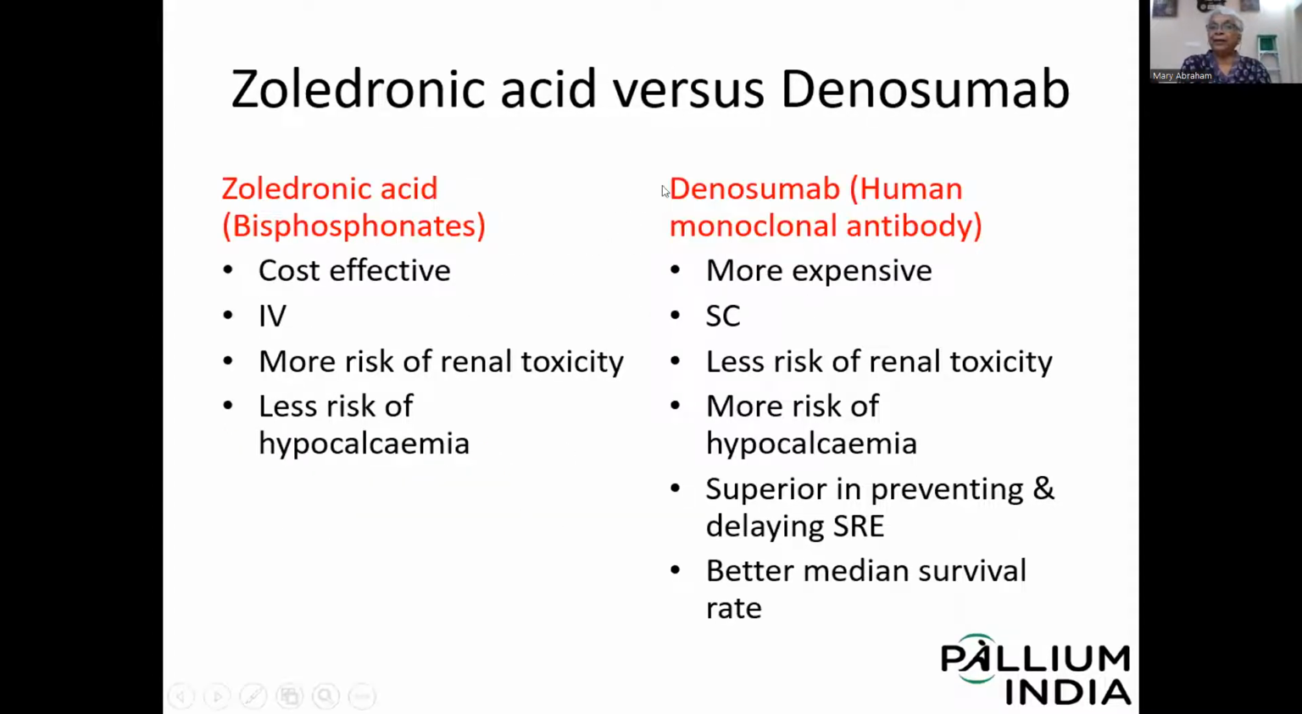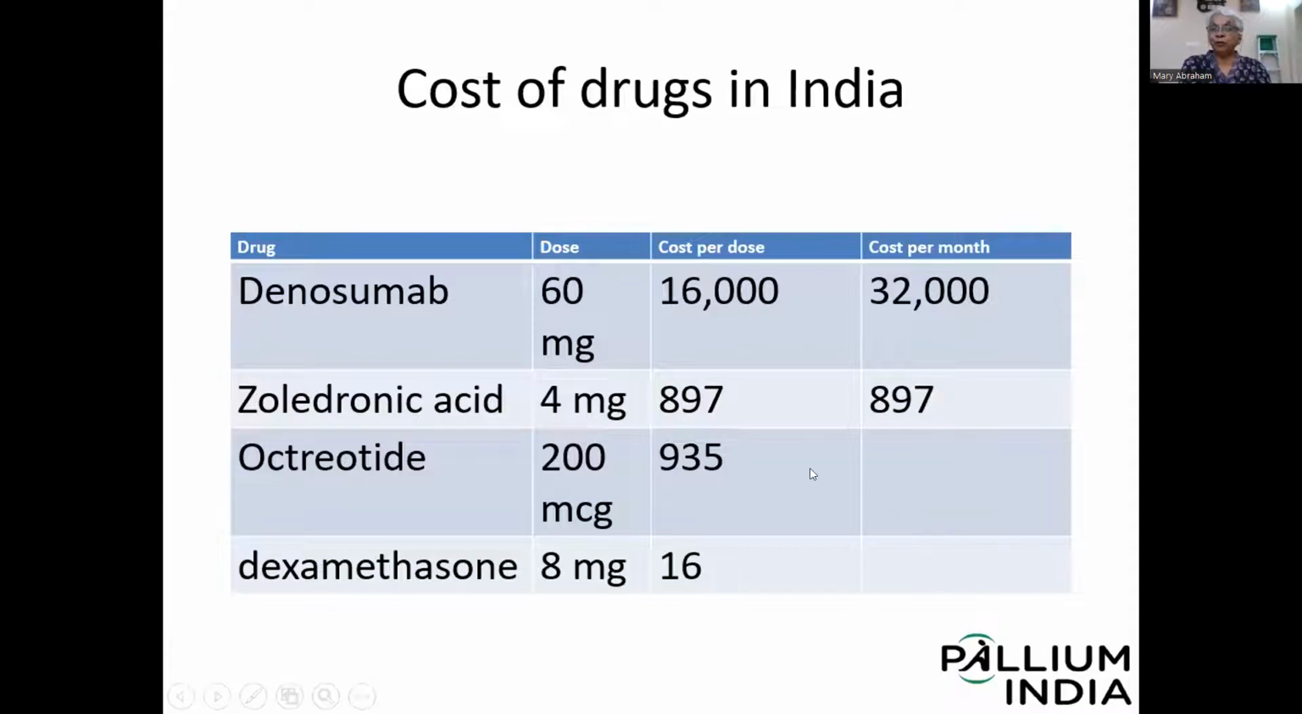When you want to compare two of these drugs, denosumab and zoledronic acid, although the zoledronic acid is more cost effective, the advantage of denosumab is that it can be given subcutaneous, with less risk of renal toxicity. And it is superior in preventing and delaying the skeletal-related events with a better median survival rate. But the main drawback is it's very expensive. If you look at the cost of the drugs, denosumab for a monthly cost is 32,000, whereas zoledronic is just around 900 rupees.